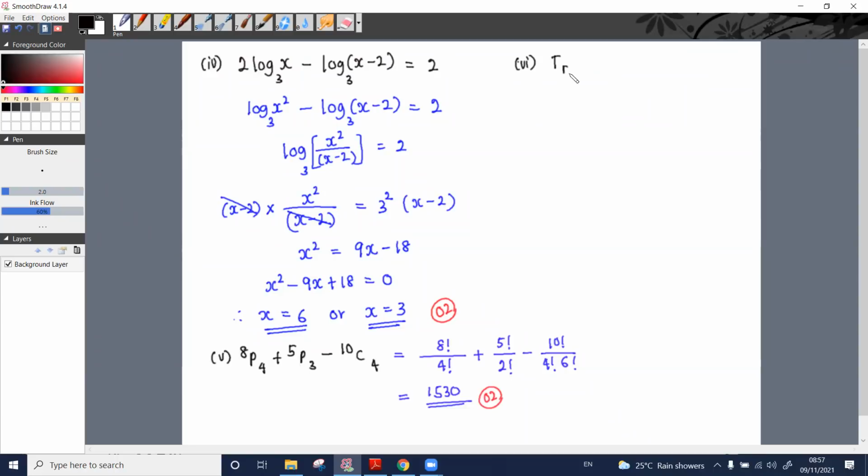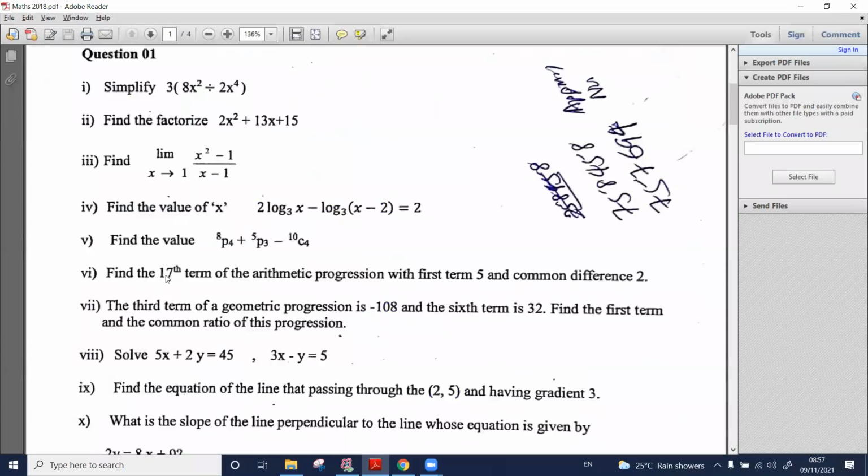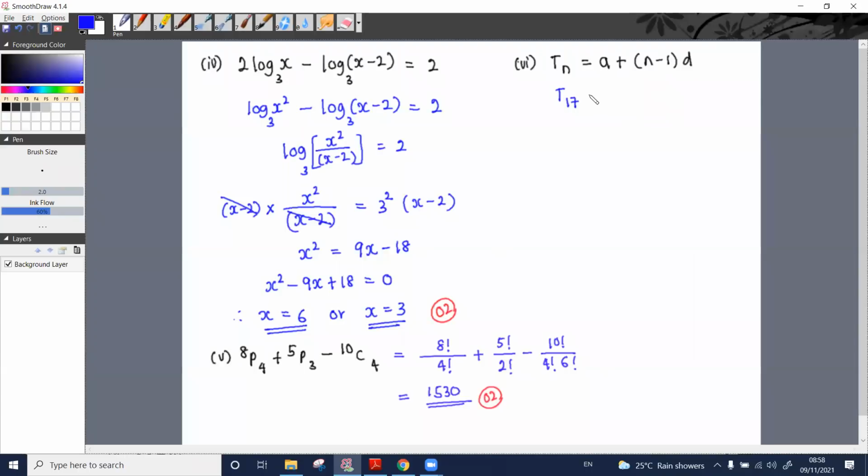How to find any given term in an arithmetic progression? Tn equals what? a plus (n minus 1) into d. Now in this sum, what is the term value that we need to find? We need to find the 17th term value. With the first term 5, it means the value of a is 5.